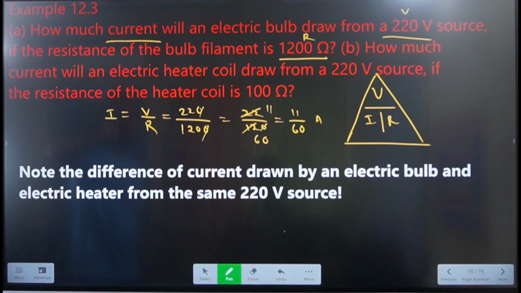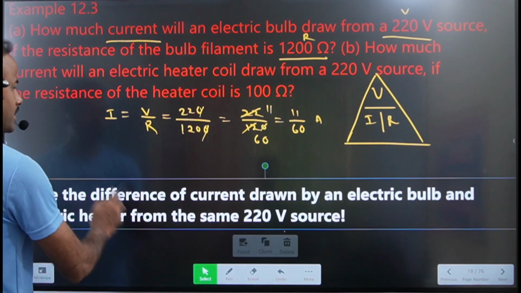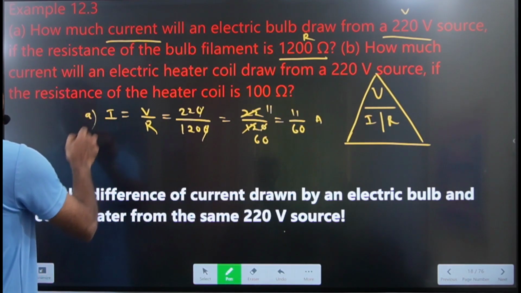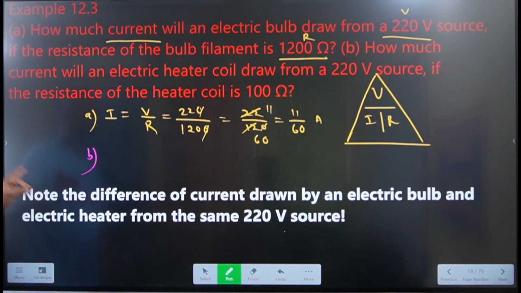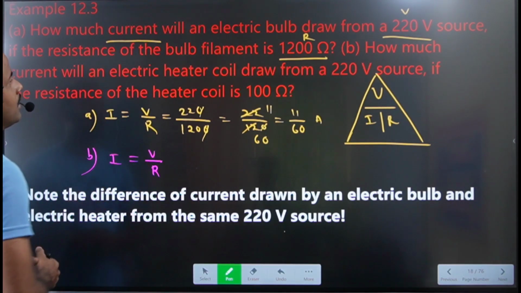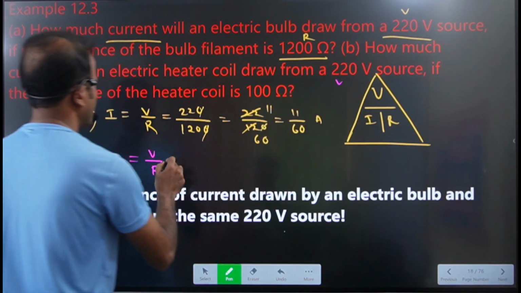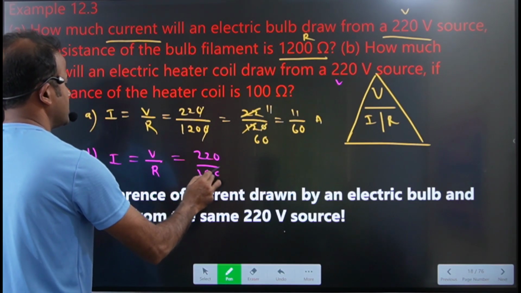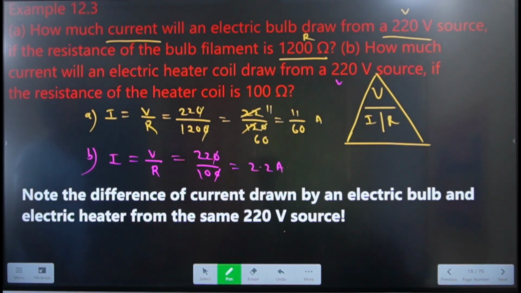Then B: how much current will an electric heater coil draw from a 220 volt source if the resistance of the heater coil is 100 ohm? So, what did they ask here again? Right? The answer to A, then the answer to B. Now on B, you have to find the current again. In the electric heater, I equal to V/R. The value of V is 220 volt by 100. The zeros get cancelled, so the answer is 2.2 ampere. Note the difference in the current drawn by an electric bulb and an electric heater from the same 220 volt source.